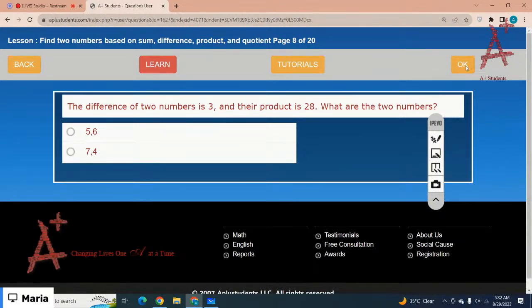The difference of two numbers is 3. The product is 28. What are the two numbers? Which is the correct option? The correct option is 7 and 4, right? Because 7 times 4 is 28 and their difference is 3.